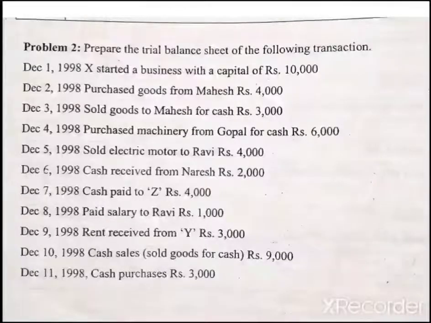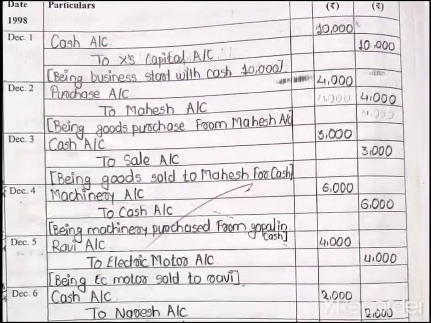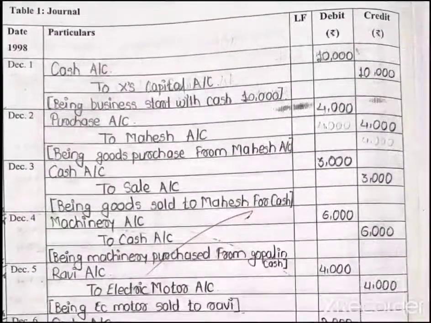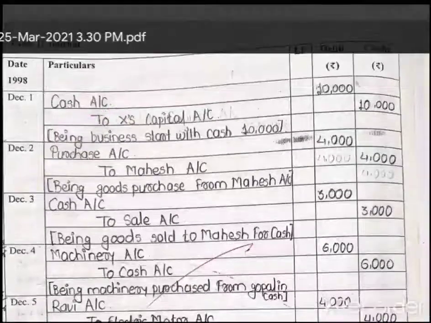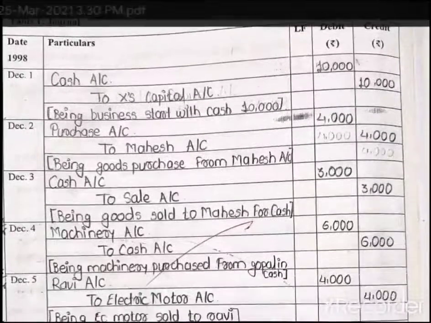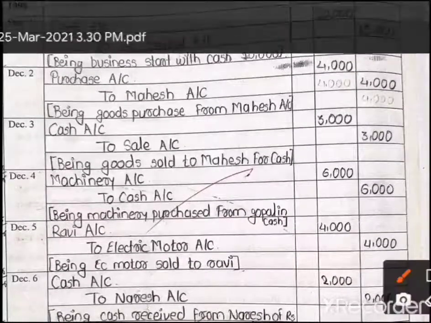So here the transaction on December 1st: X started a business with capital of rupees 10,000. So what is the journal entry for that? You know how to prepare the journal entries. Cash account debit to capital account, and rupees 10,000 is written. This is how the journal entries are recorded. Now before preparing the ledger, you have to check what are the different kinds of accounts involved.